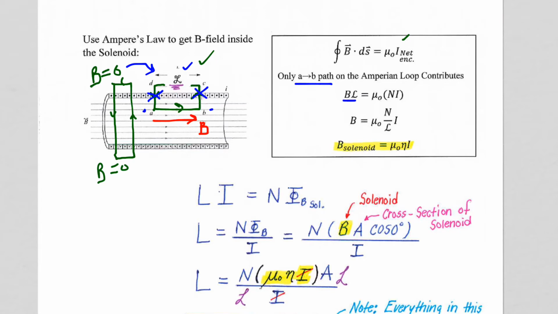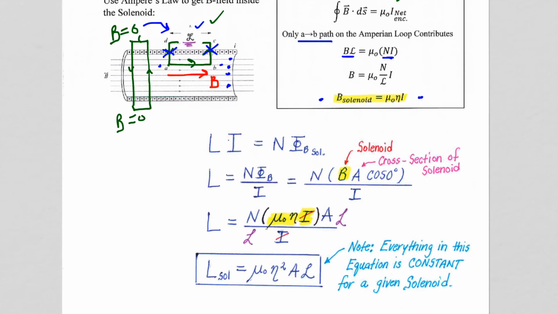Our derivation is pretty much complete. The net I enclosed in our Amperian loop is the number of turns within the loop times the current in each loop. We divide by script L, which is now our length, so the number of turns per length is our script N, and we very quickly get that the B field inside the solenoid is constant. It doesn't matter whether we are in the core, very near the edge near the current, somewhere off the edge, right in the middle, or down towards the bottom. The B field is uniform and constant inside the core.